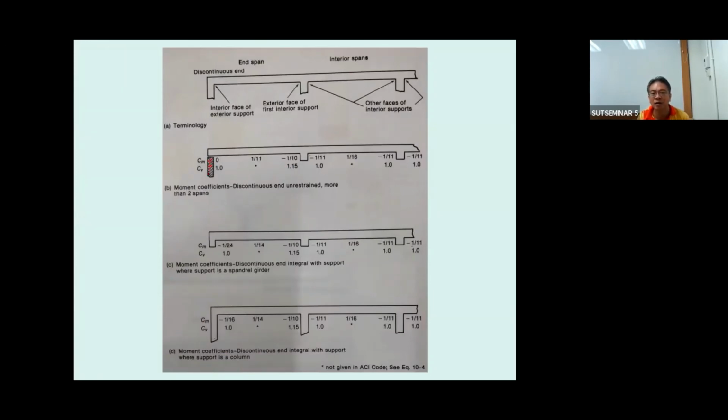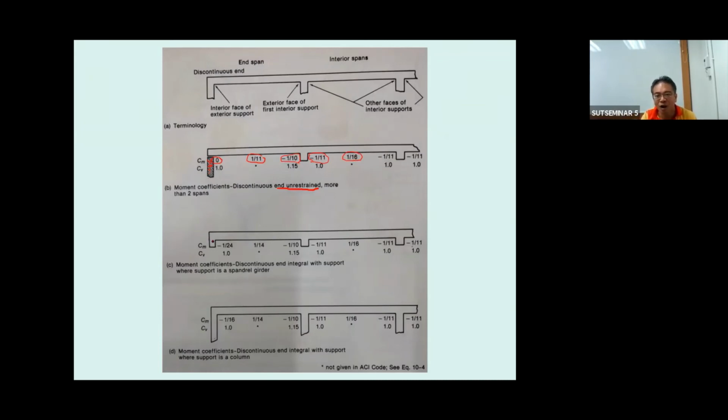That's what we consider. If this end is unrestrained, like a wall, and you put the beam on the wall like this with no connection, the moment coefficient over here is 0. This is 1/11, and this one is negative, like I told you. At the support, it's going to be negative, and this is going to be negative, and this is going to be positive. Positive occurs at the midspan. Negative occurs at the support or the column.